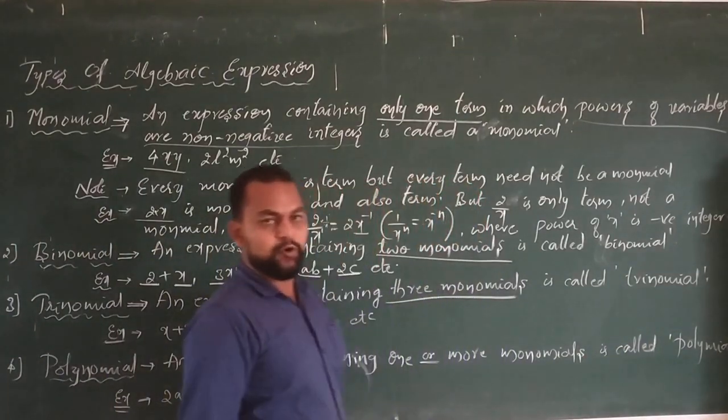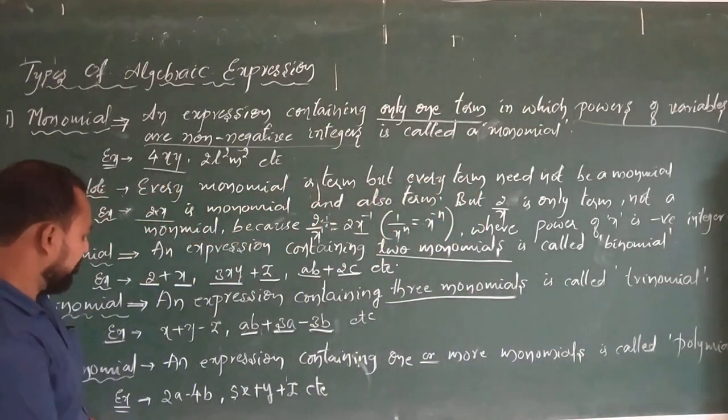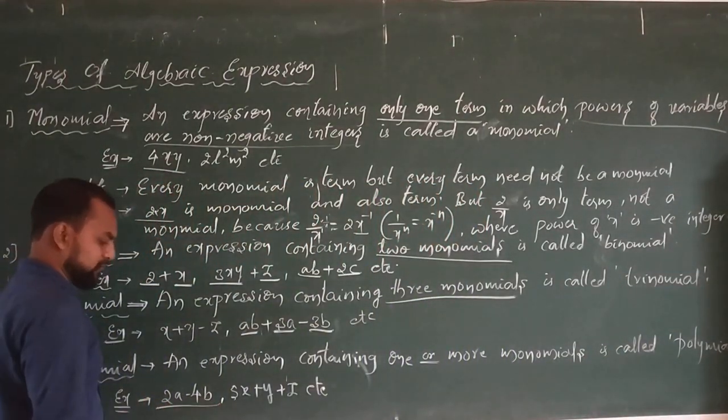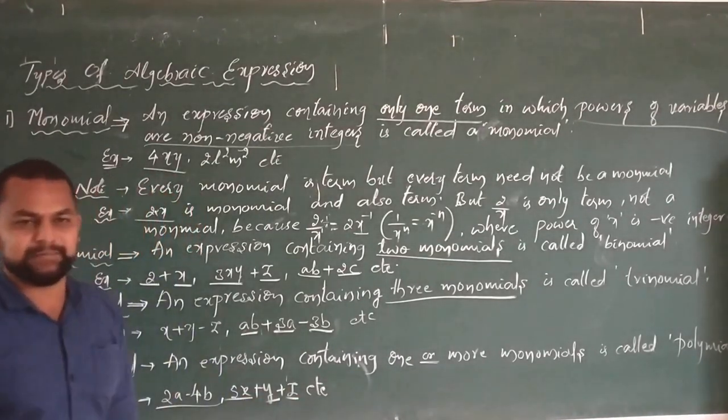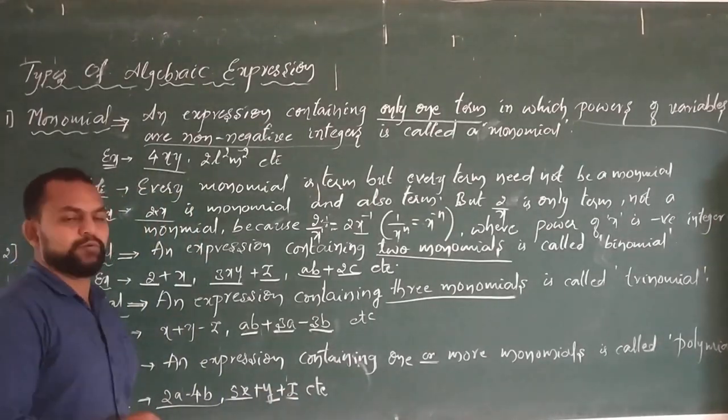Then polynomial, an expression containing one or more monomials is called a polynomial. Here 2a minus 4b, 5xyz, or 3x minus y minus z minus 2. Okay.